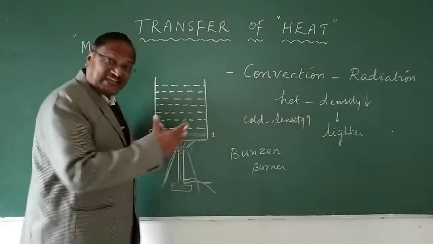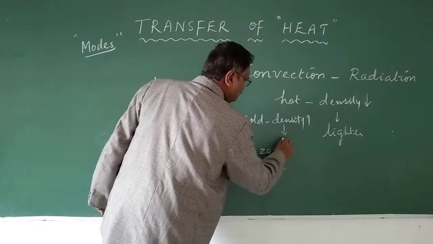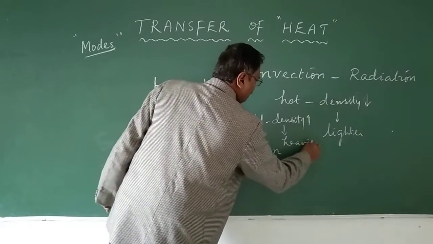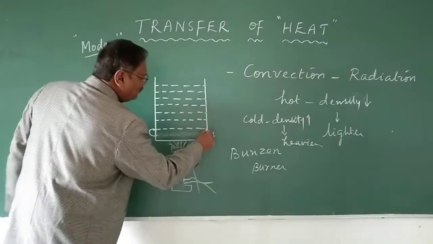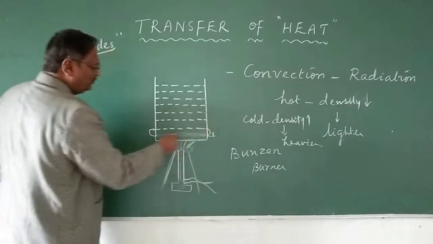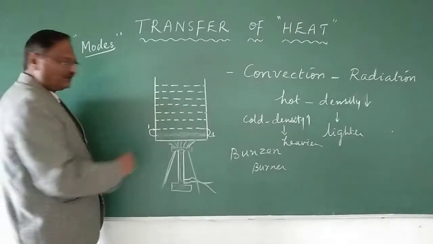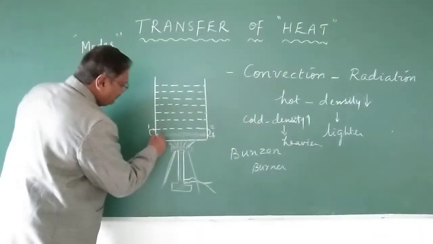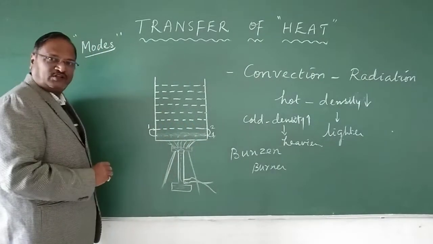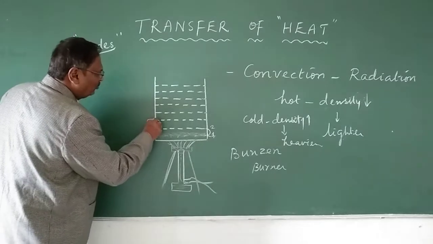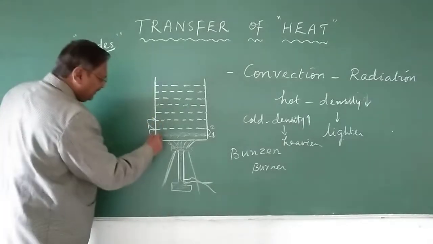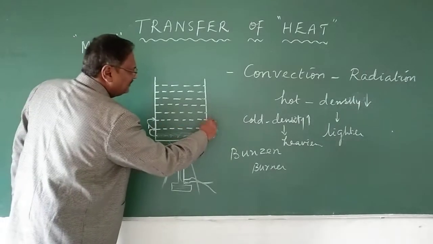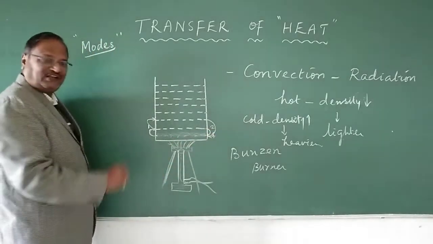So what will happen? It is heavy. Density is more means it is heavier, and because it is heavier, this will come down. Now layer 1 has come up and layer 2 has come down. Now this layer will get heated. Then layer 1 will go up, the third layer will come down, and layer 2 will come up, and the third layer will come down.